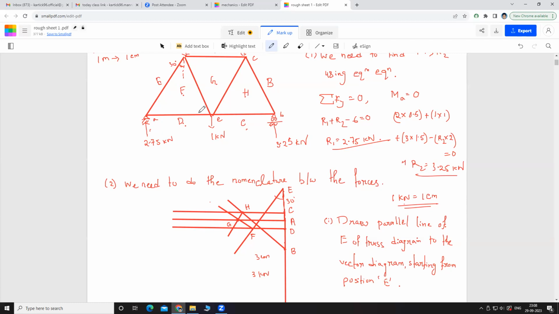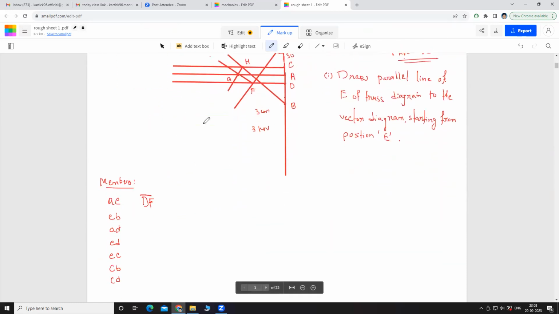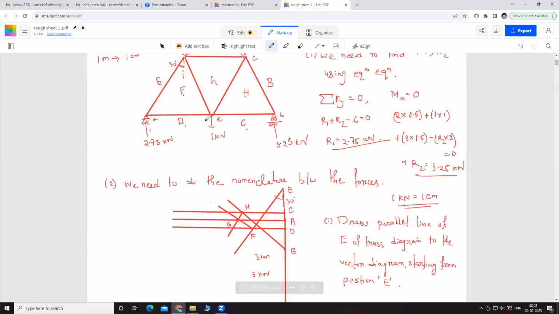Look, what is the method actually to check if this member is in compression or tension? The method is just think that we are jumping from point D to F. That means we are at position D, we are looking at F. So what is our right side? This one, that is left, right? So this one is our right side.